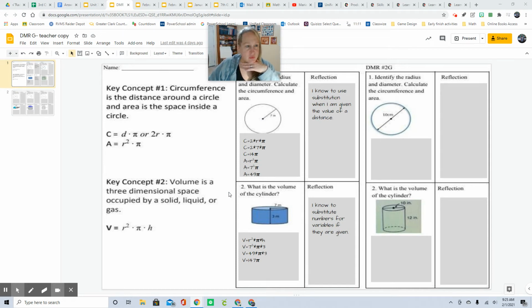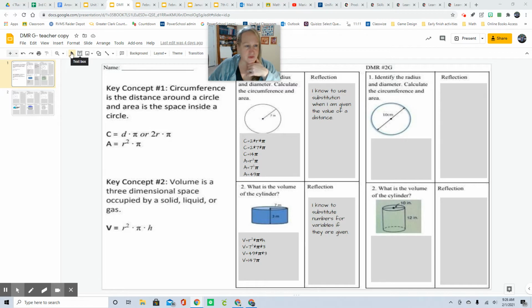We are going to continue with our DMR G. We are doing number 2. We're remembering that the important thing we're learning for key concept number 1 is that the circumference is the distance around the circle and the area is the space inside of the circle. There are 2 formulas that you are given, and you're basically going to substitute in the information that you have.